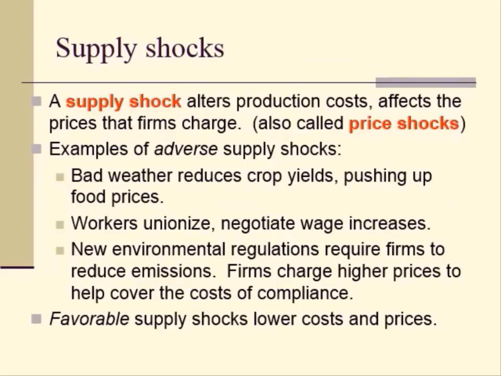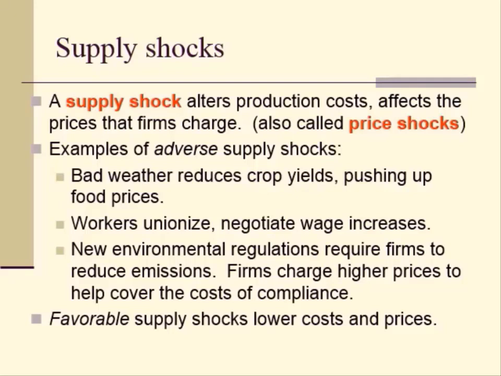A supply shock alters production costs and affects the prices that firms charge. This is also called a price shock. Examples of adverse supply shocks, which are related to increasing costs and therefore increasing prices, are: 1. Bad weather that reduces crop yields, pushing up food prices; 2. Workers unionize, which would negotiate wage increases; and 3. New environmental regulations that require firms to reduce emissions, therefore firms charge higher prices to help cover the costs of compliance. These are examples of adverse shocks.